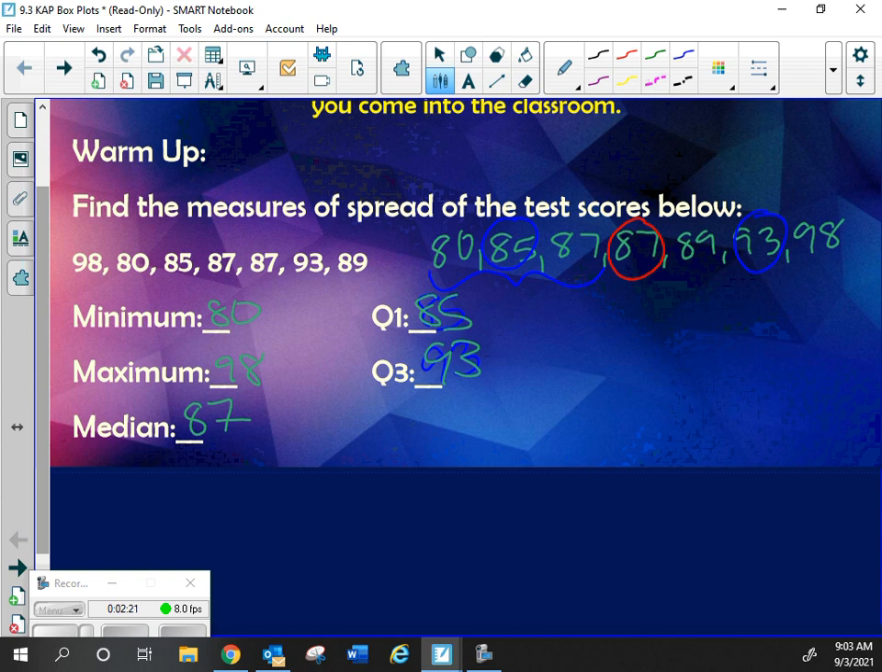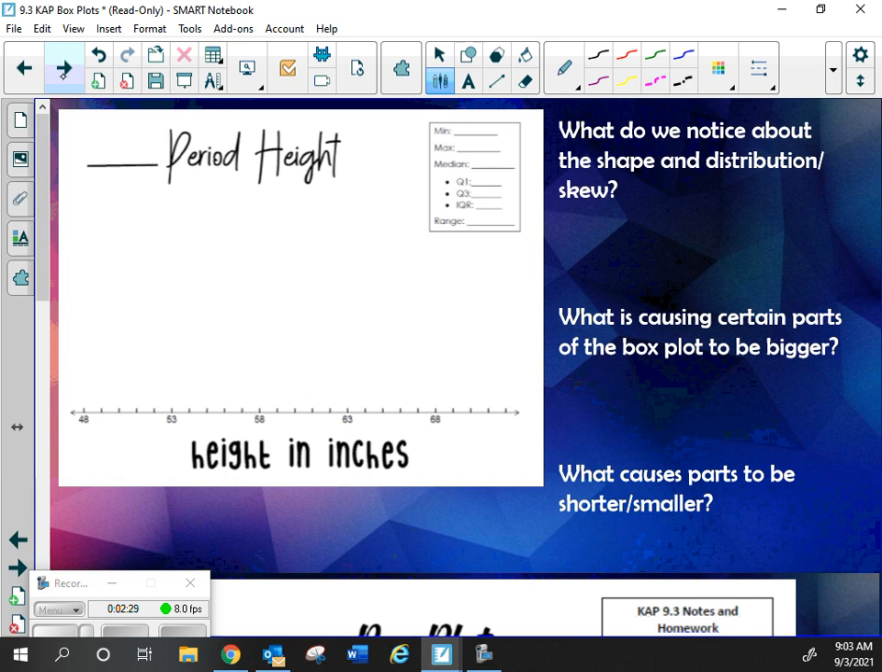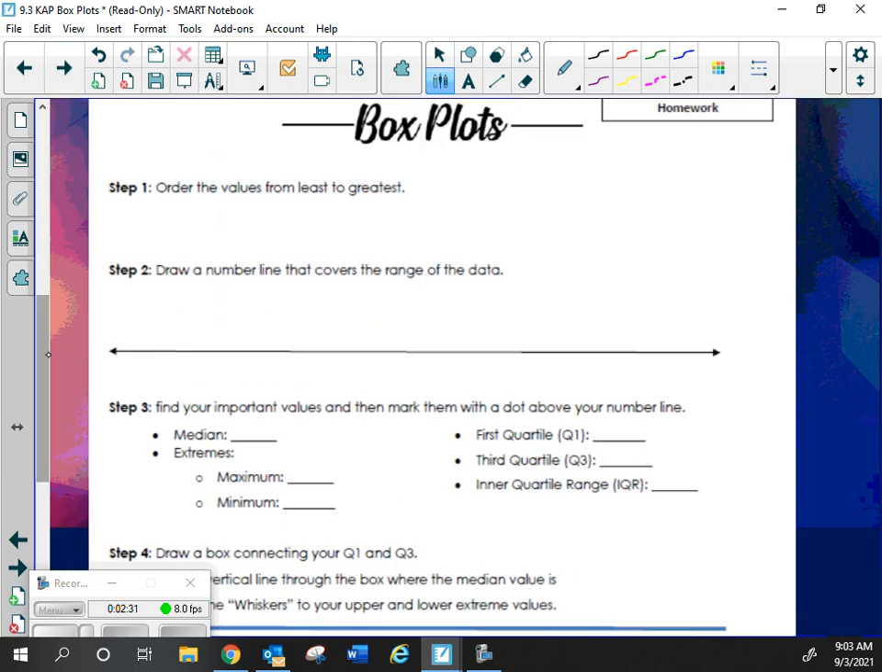Okay? So now what we're going to do is we're going to take these 5 values. We're going to find them for our class set of data. Okay? So in the notes, I'm going to scroll down a little bit. We're going to order our heights from least to greatest. So I'll read them out and you can just copy. So we had 56. We had 3 people at 56.